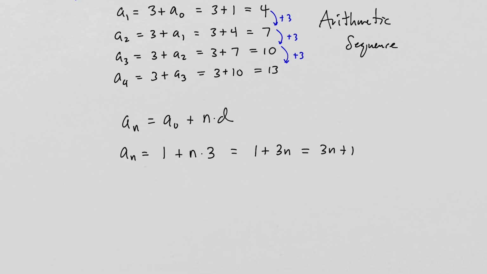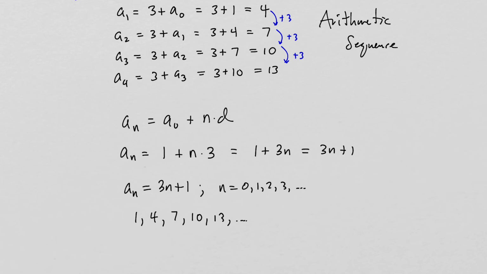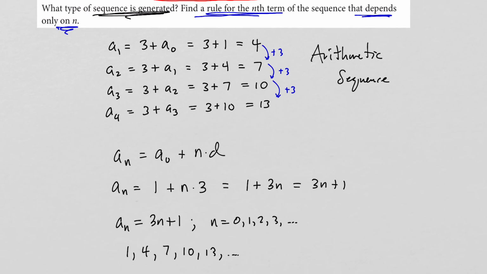So notice that if we had been given an equals 3n plus 1, where n equals 0, 1, 2, 3, etc., you would get the same terms for this sequence, right? So if n equals 0, 3 times 0 plus 1 would be 1. If n equals 1, 3 times 1 is 3, plus 1 is 4. If n equals 2, 3 times 2 is 6, plus 1 is 7, etc. So this would generate the same terms of the sequence that we got up here. Okay? But notice the different definitions.